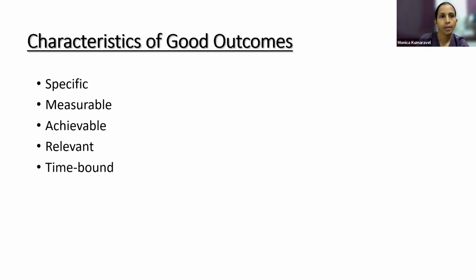Now, some characteristics of good outcomes. It should be specific: we write as a learning outcome only what we are going to do in that class. And it should be measurable. For example, my topic is very big, and I could not complete it in one session.